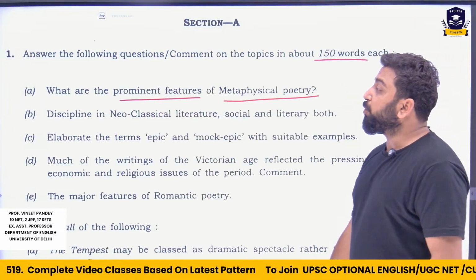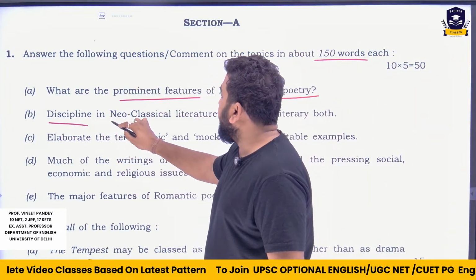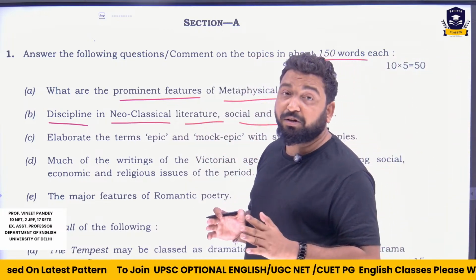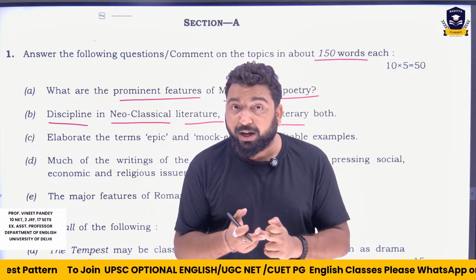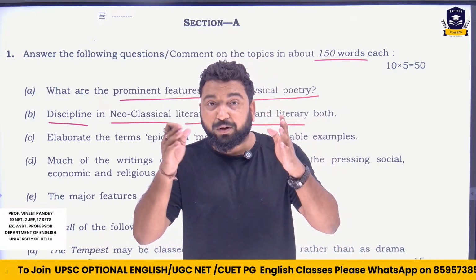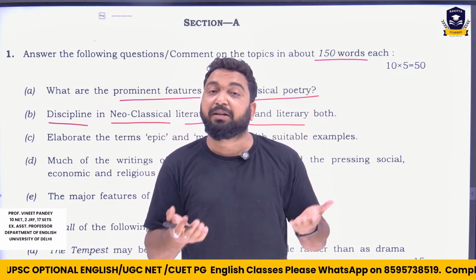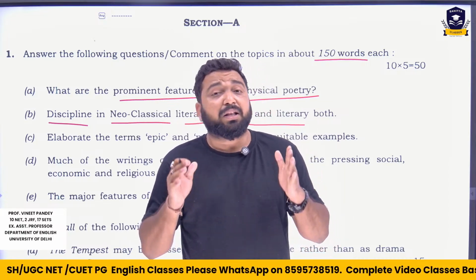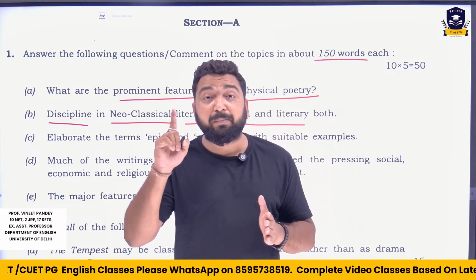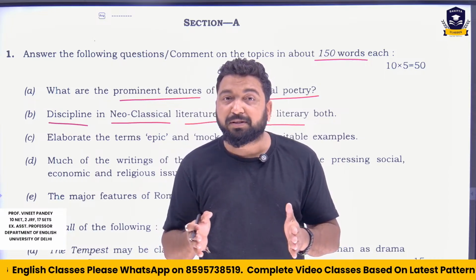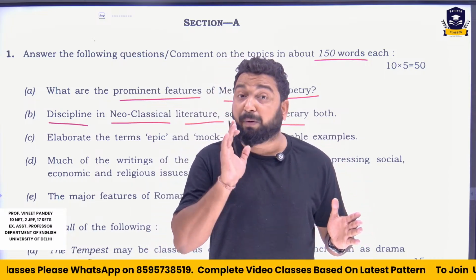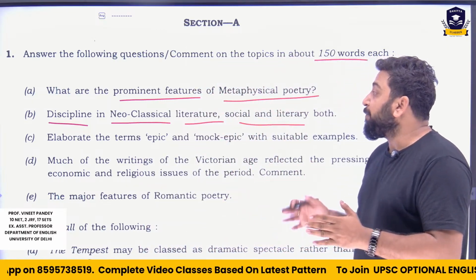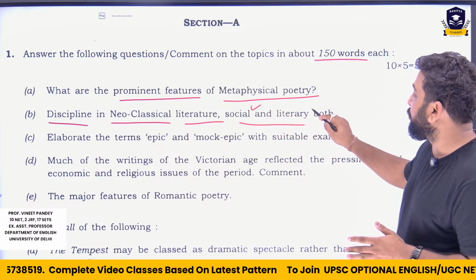Then question number 2 is discipline in neoclassical literature, social and literary both. We are talking about neoclassical literature. Neoclassical literature was actually a copy of classical literature. It was the reintroduction of classics in the Augustan age. Writers like Pope, Swift and others were more concerned about rhyme and pattern. They simply believed that the content can be compromised, but the style should never be compromised. And to implement the style, how have these people handled social issues and literary things?